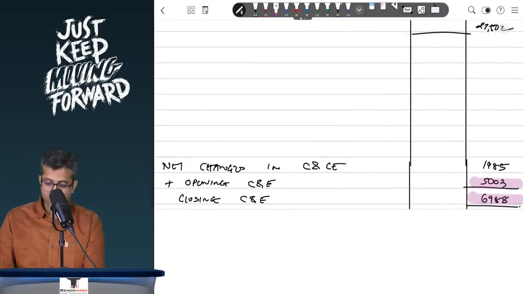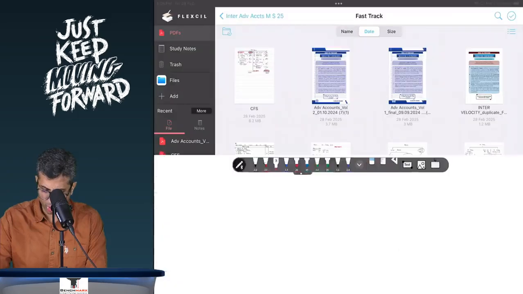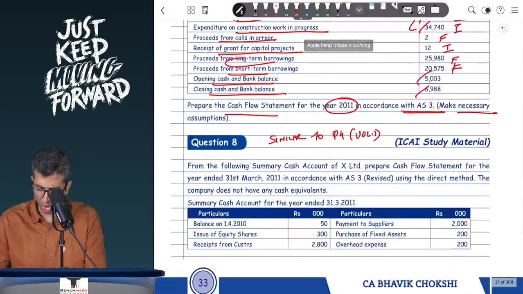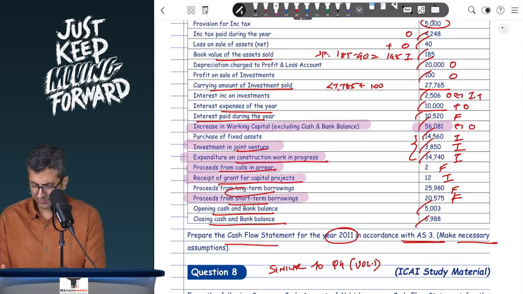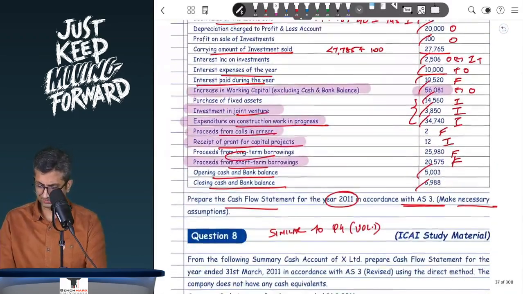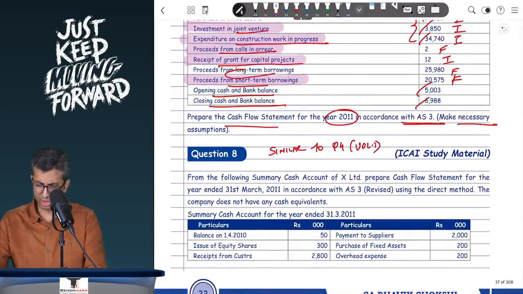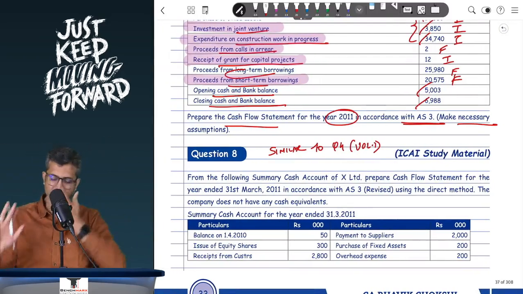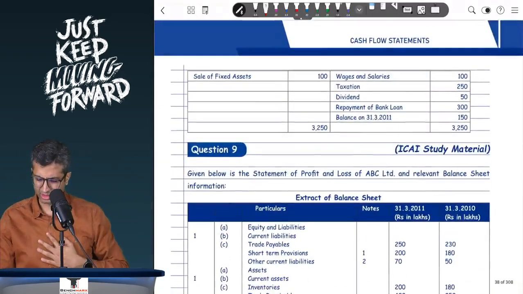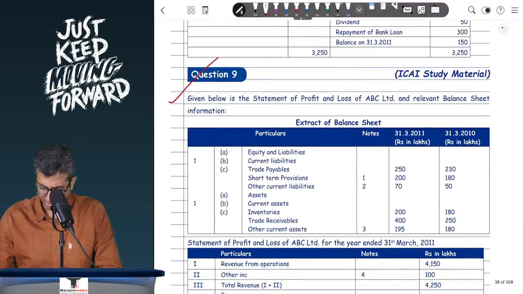Are we clear with this? Okay, so this takes care, let us say, of an important adjustment. I would say new items over here would be calls in arrears, work in progress, joint venture, grant, short-term borrowings. These may be relatively new items. Question 8 is very similar to question number 4 in your volume 1. वो बैंक अकाउंट के बेसिस पे कैश फ्लो स्टेटमेंट बनने वाला हिसाब है. Nothing much over here. Then we have question number 9.